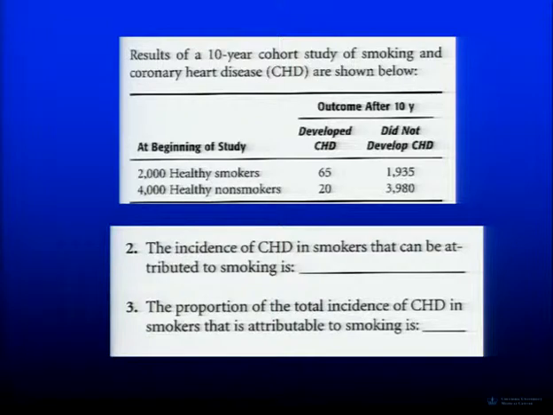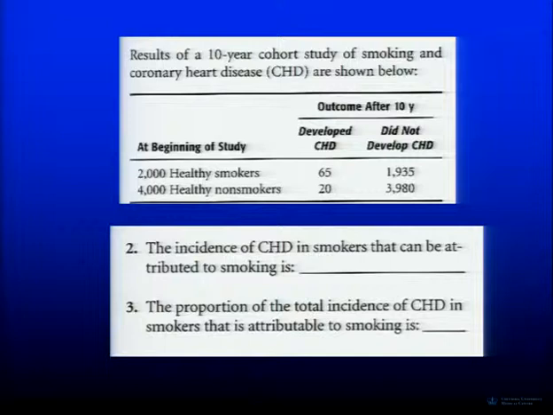Right, 27.5. It's the 32.5 minus 5 per 1,000. So it's 27.5 per 1,000. And then if we wanted to do the proportion, it would be 27.5 divided by what? The 32.5.